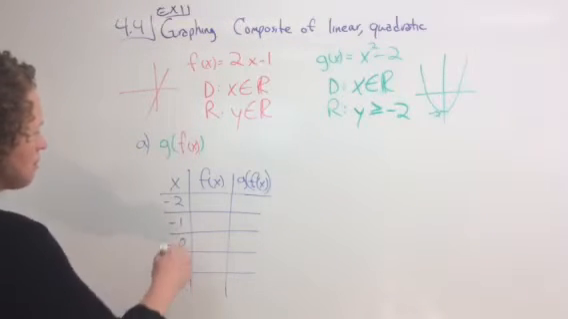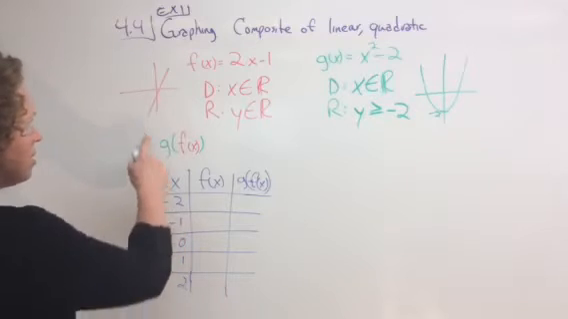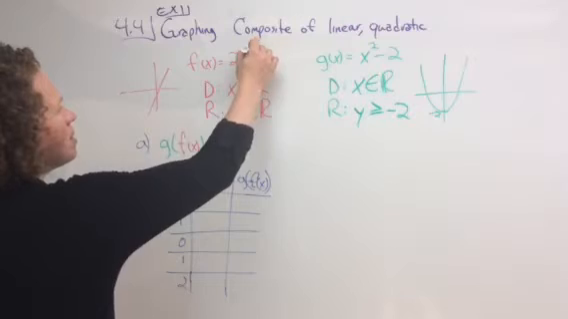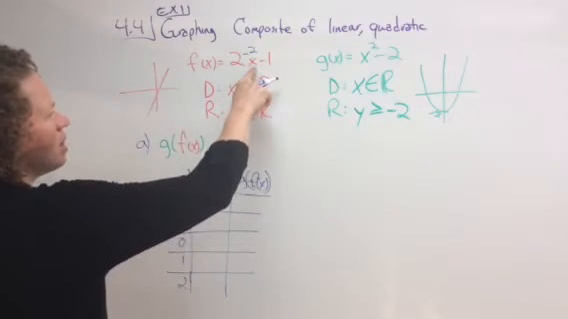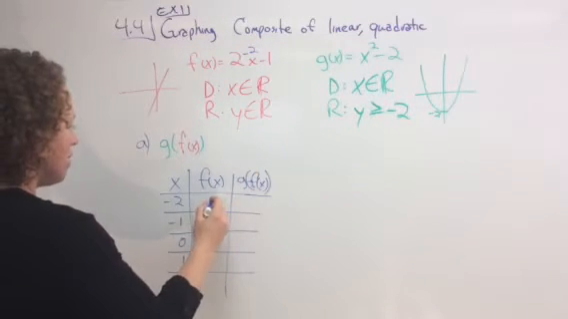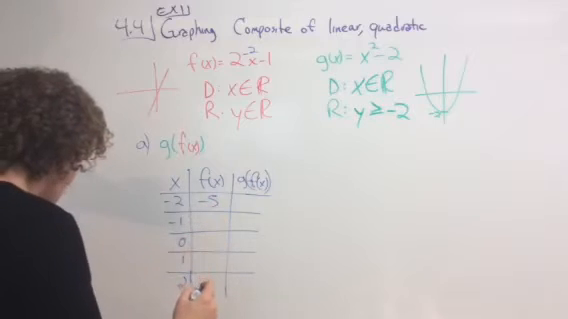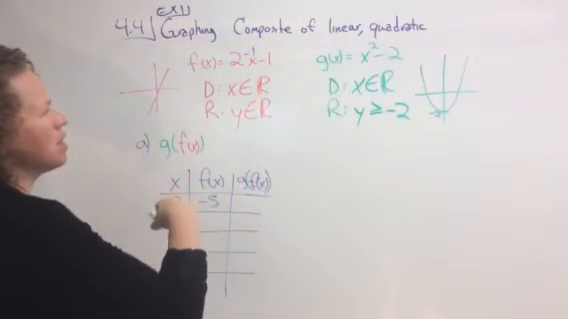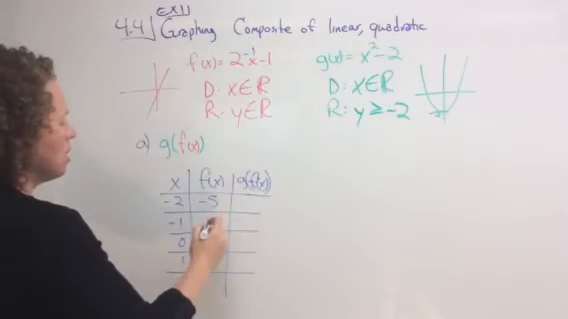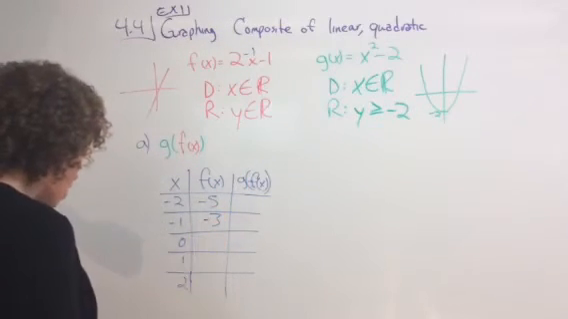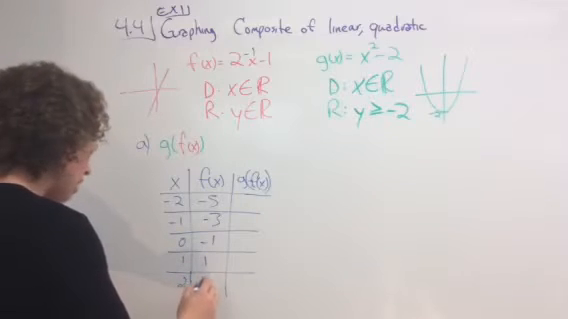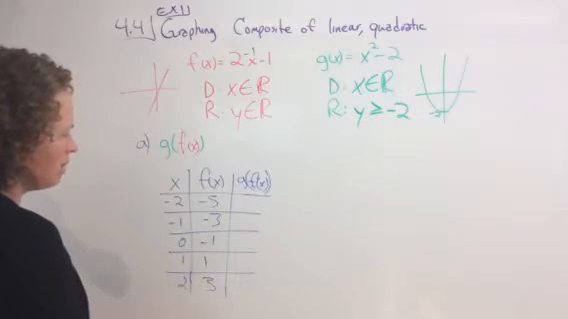If x is negative 2, I go 2 times negative 2 gives me negative 4, minus 1 is negative 5, so I'll have a negative 5 here. If this was negative 1, 2 times negative 1 is negative 2, minus 1, negative 3. And so on. I just plug that into the equation until I've got some of my numbers here.